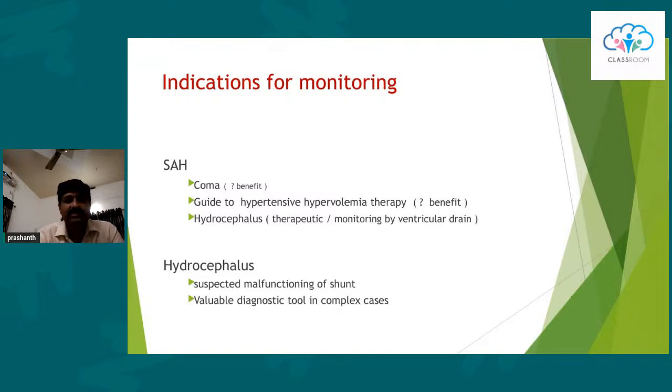However, as I told you, ICP monitoring has been gaining favor in other diseases as well, like in subarachnoid hemorrhage, particularly when the patient has a very poor grade SAH and is in coma. And also when you're planning to start triple H therapy, which is the conventional treatment strategy in SAH. And if the patient manifests an early or late hydrocephalus. In other hydrocephalus also, when you are suspecting a shunt malfunction, or when you are trying to treat the patient with a CSF diversion procedure, ICP monitoring may be beneficial.